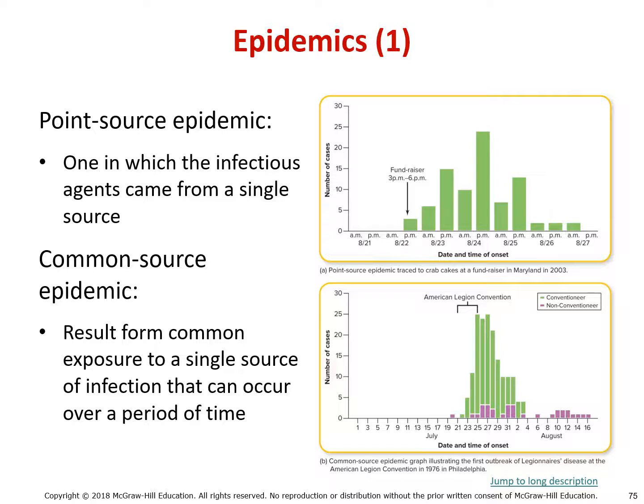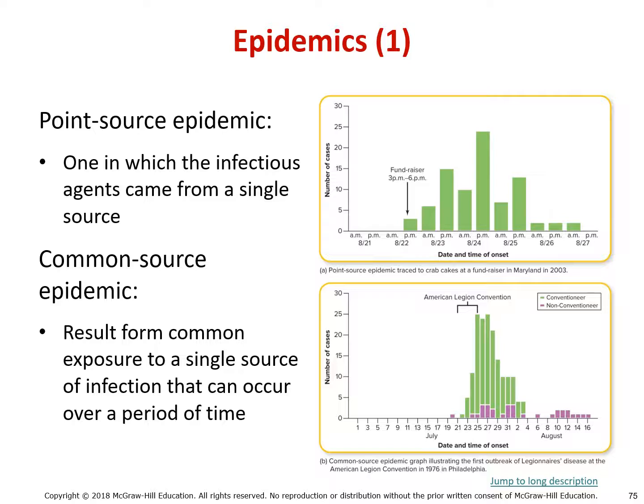So naturally you can go through and look at several other examples of these different data representations, but as long as you understand we can use the data to learn more, that's what I care about. But we should talk more about the terms like point source and common source. A point source is one in which the infectious agent came from a single source. So that's why it's called a point source. There was one point that was the source of the epidemic or outbreak.